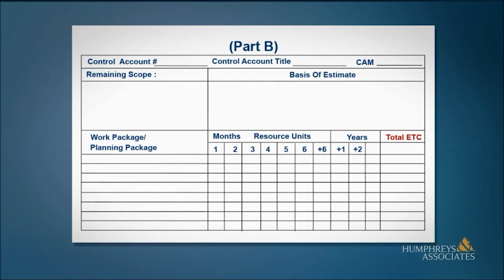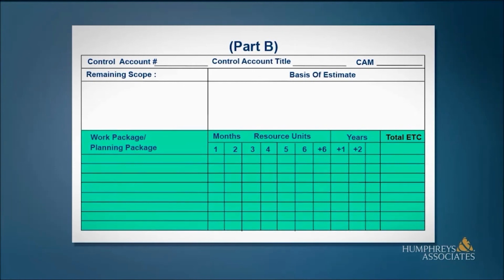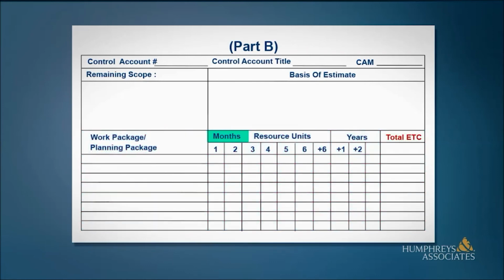This is a companion form to the previous one. This part defines the remaining work and provides the basis of estimate for each task. The bottom portion of the form is used to time phase the work packages and/or planning packages by months, then semi-annually, then annually for 2 or 3 more years, and then summarizes the result in a total estimate to complete for the control account. Each control account would have at least one of these forms prepared to support the ETC and EAC effort.